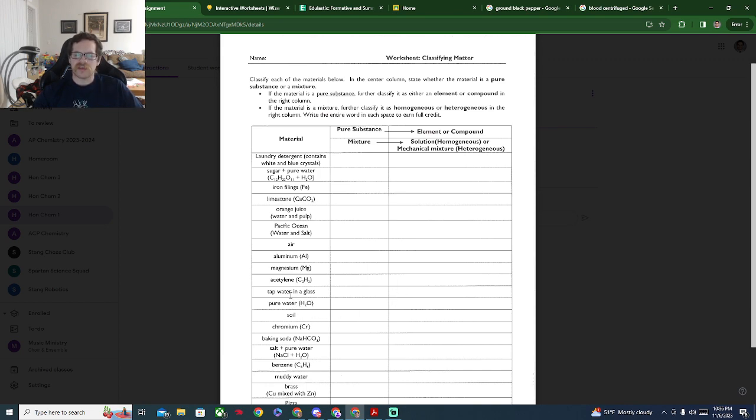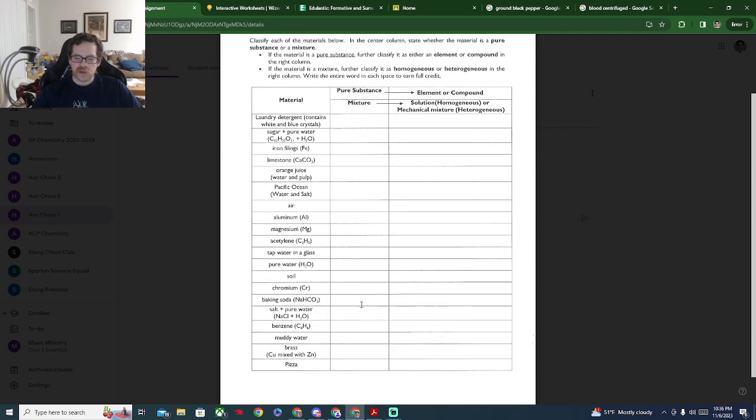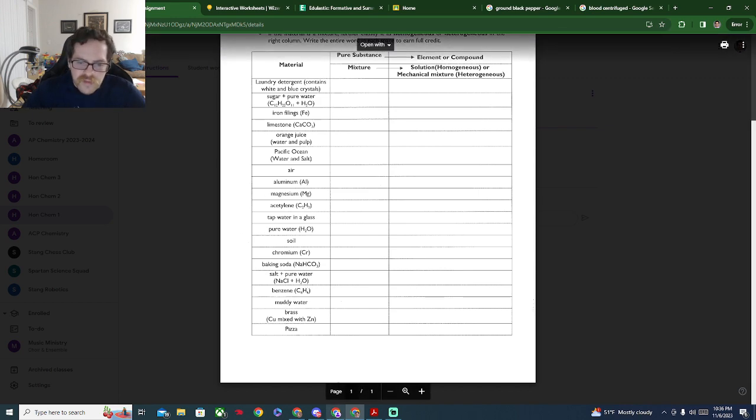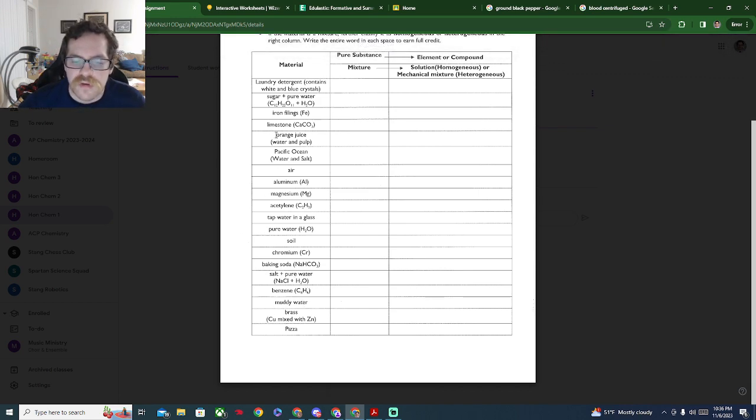Soil. This is a classic heterogeneous mixture. You can look at soil and tell all the different parts. Chromium. Chromium is an element on the table. Baking soda is a compound. Salt water with pure water, right? This is different from the ocean. This is a homogeneous mixture of two pure chemicals. Benzene. Benzene is a chemical, right? It is a pure substance, and it is a compound.